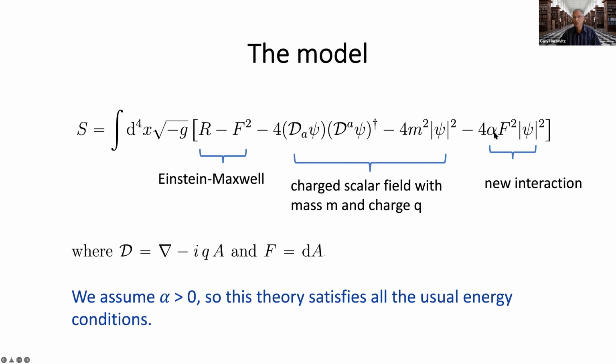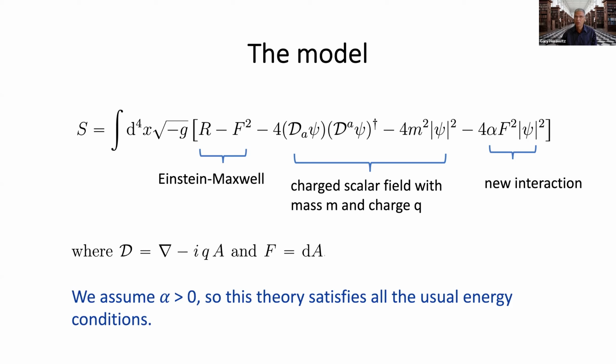And in that case, this theory satisfies all the usual positive energy conditions. All I'm doing is basically changing the coefficient of the Maxwell field by a positive quantity. So it will satisfy the dominant energy condition, all the usual energy conditions. And so this theory has a positive mass theorem. But this new term has an important consequence. It will make the standard Reissner-Nordstrom solution unstable.